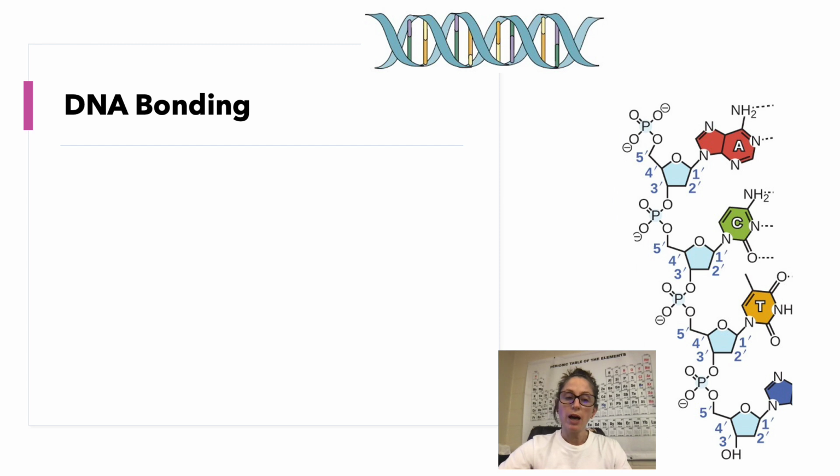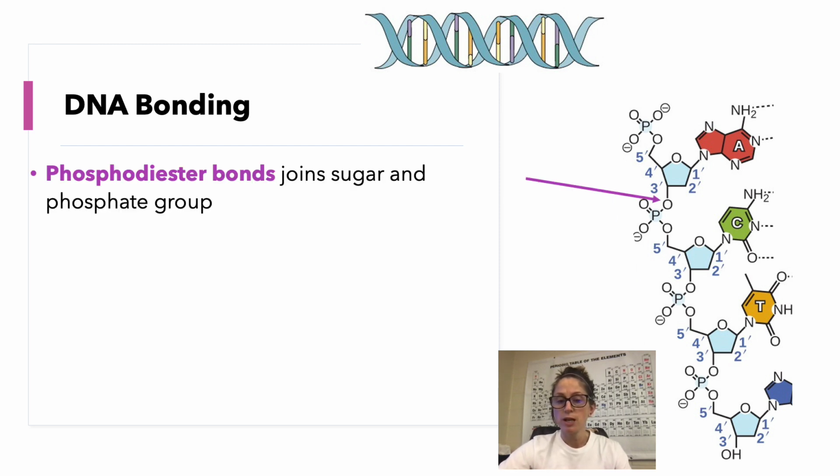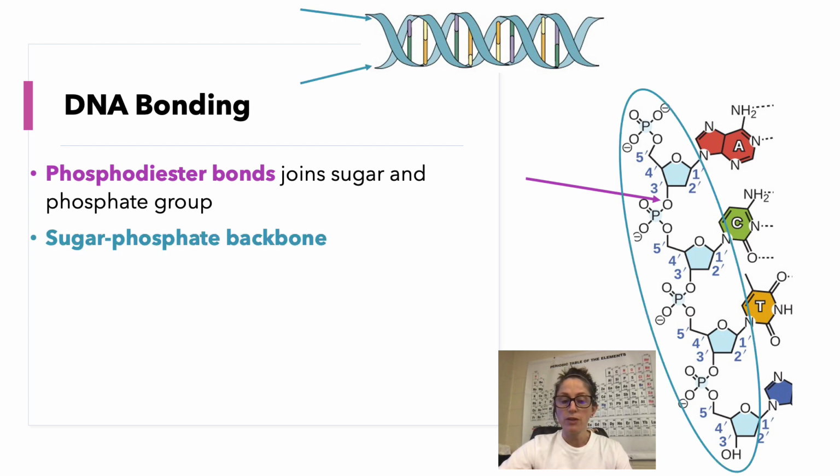Recall, there's specific bonding of DNA, and the bonds that attach the nucleotides together are phosphodiester bonds. That's where we have the phosphate group attaching to the next sugar of the other nucleotide, joining the sugar and the phosphate group together. This is going to create a sugar-phosphate backbone. Remember, the outside of what we consider the ladder is the sugar-phosphate backbone.